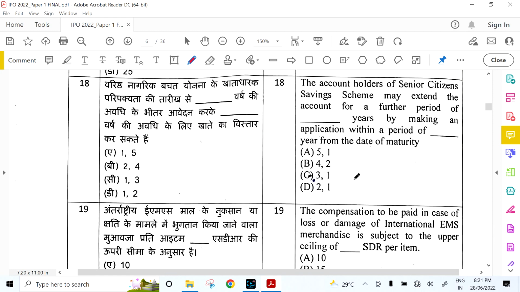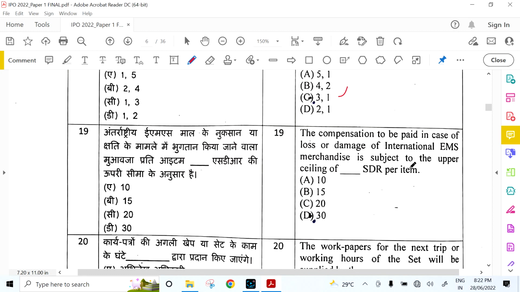The account holders of senior citizen savings scheme may extend their account for a period of dash years by making an application with a period of dash year from the date of maturity. The answer is as per rule 110/18 of CBS volume, answer is C. That is 3 years, further period of 3 years it can be extended by making an application within a period of 1 year from the date of maturity.